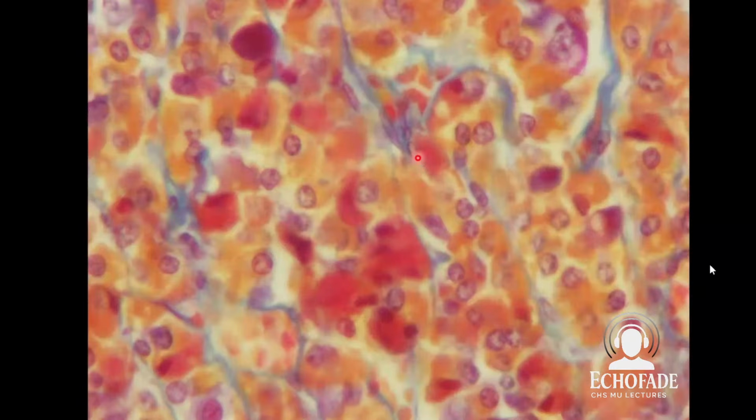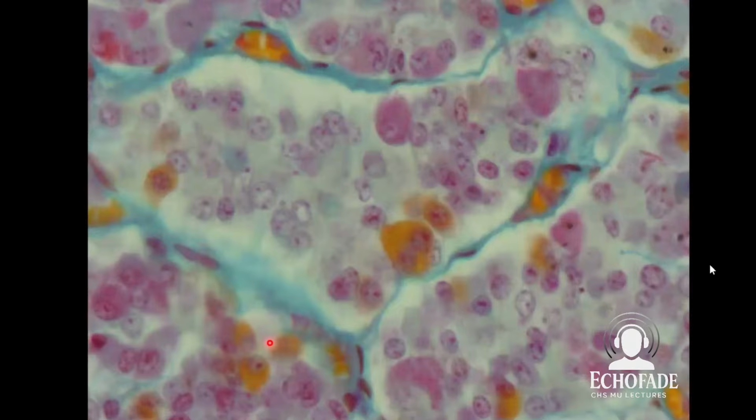So we can notice here the acidophils and basophils. This has been stained with orange G. In between that, we have capillaries that are sinusoidal. Here, notice the cells are arranged in a cluster. So cells are arranged either in a cord or a cluster.